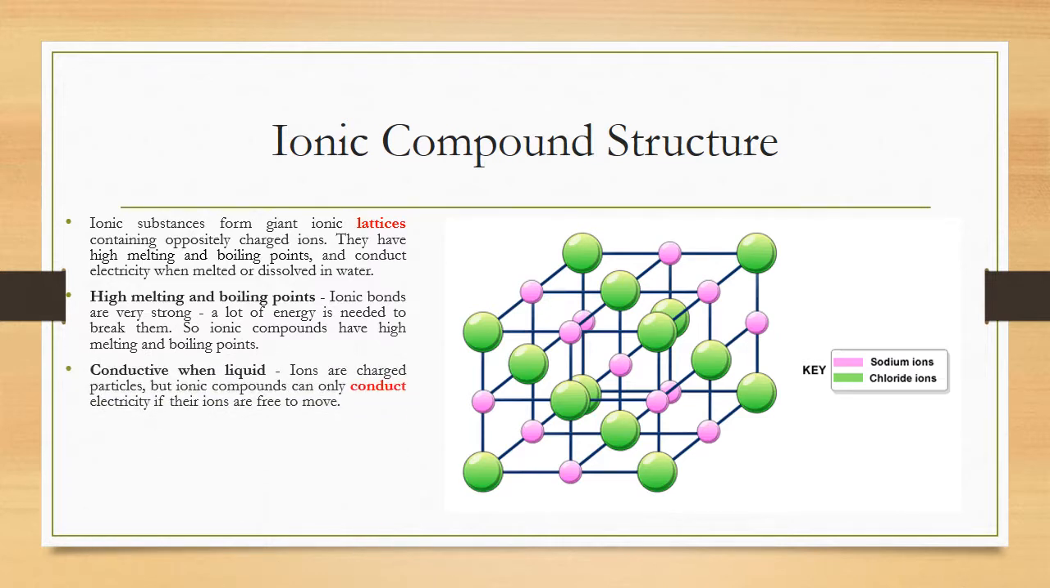They are only conductive when liquid, because ions are charged particles, but ionic compounds can only conduct if the ions are free to move. If they're all stuck in a crystal lattice, like we see here in the diagram, they can't move, so they're not going to be able to conduct. Just like electrons are needed to move in a wire for electricity to travel, the same goes for ions. And ionic compounds do not conduct electricity when they're solid, only when they're dissolved in water or melted because of this reason. Okay.